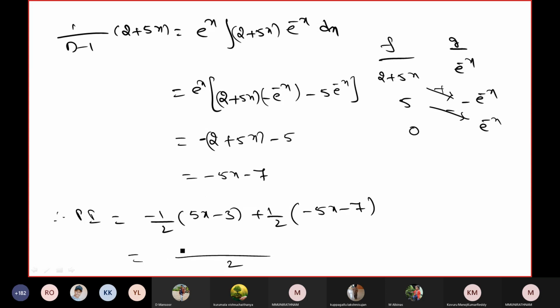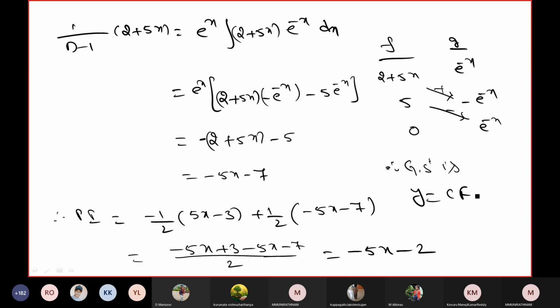So 2 is the LCM: minus 5x plus 3 minus 5x minus 7. Minus 10x by 2 is nothing but minus 5x. 3 minus 7 is minus 4 by 2, which is minus 2, right? Is it okay? Any doubts, please? Therefore, the general solution is phi equal to CF plus PI.